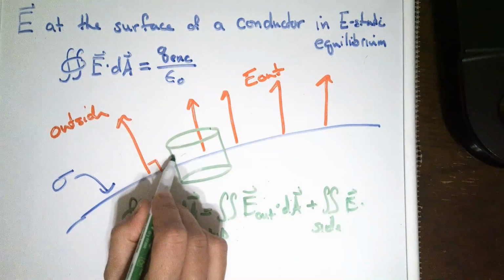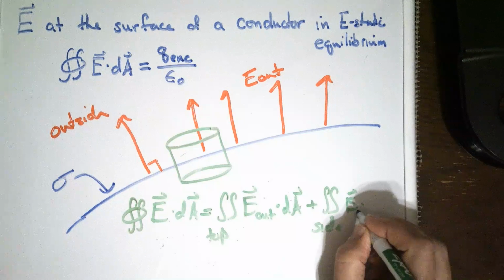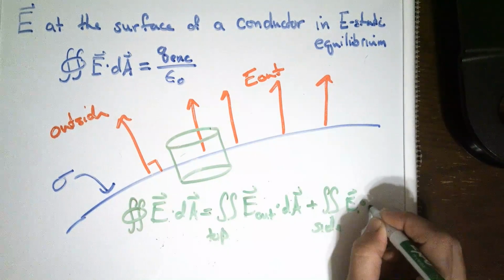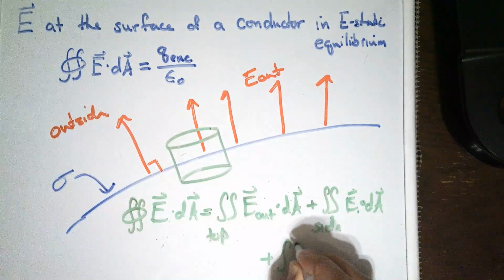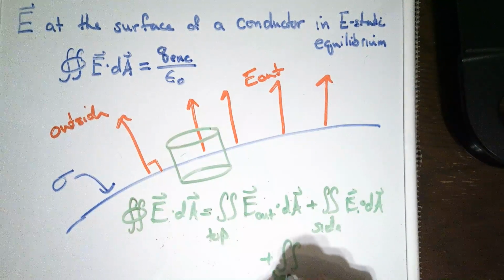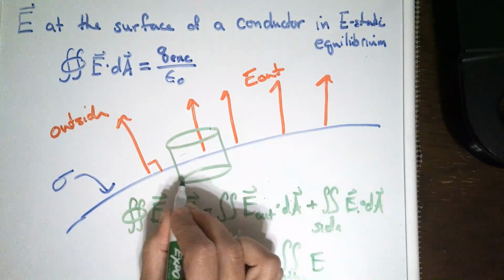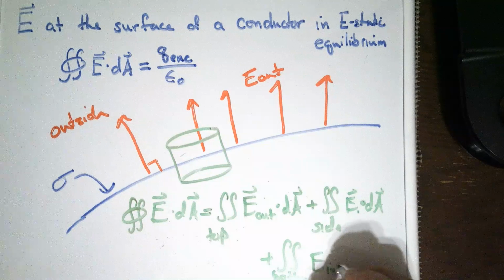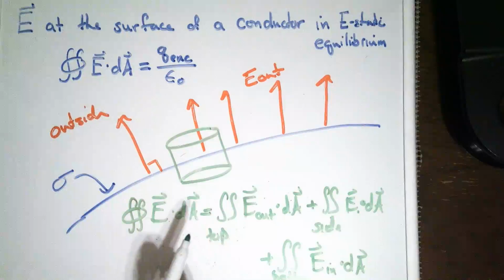And unfortunately, the side is both outside the conductor and inside. So this is both the outside and the inside electric field, but I'm going to dot it with the area. And then finally, I'm going to do the bottom surface, this one down here. And that is completely inside the conductor, so that is the electric field inside, dotted with the area. Okay, now let's do this one by one.